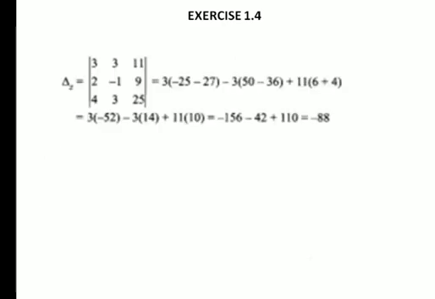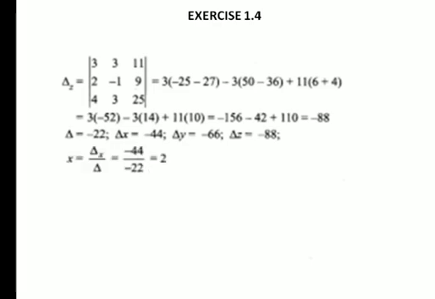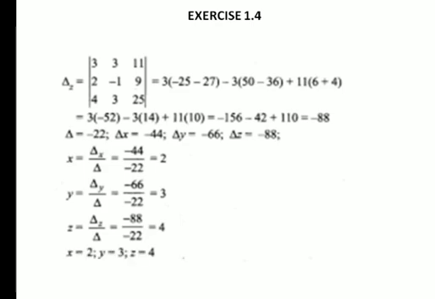Delta z, the same way, third column you change it as a b. After that you find out minus 88. Delta x, delta y, delta z. Find out the x. Delta x by delta value is 2. Y, delta y by delta value is 3. Z, delta z by delta equal to 4. X equal to 2, y equal to 3, z equal to 4.